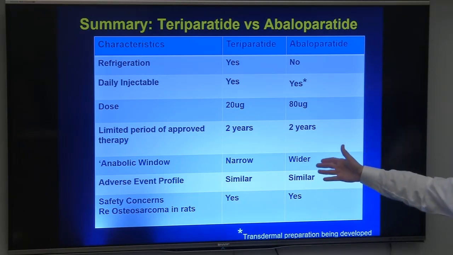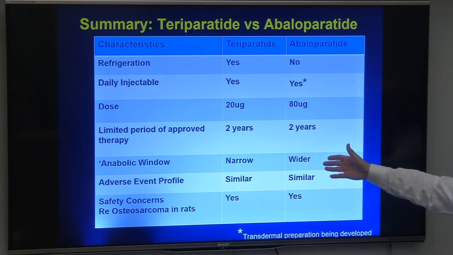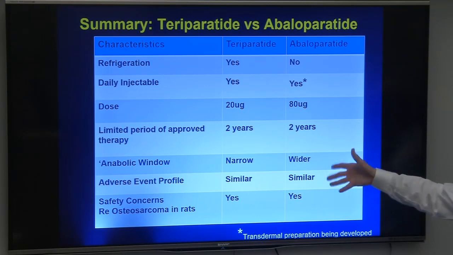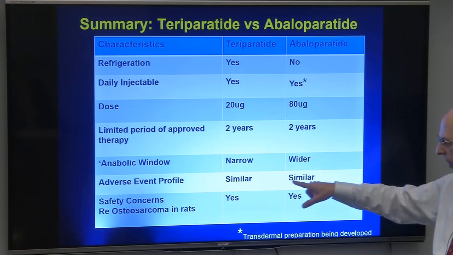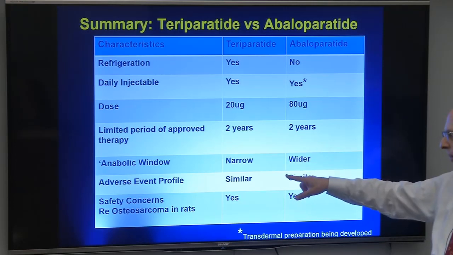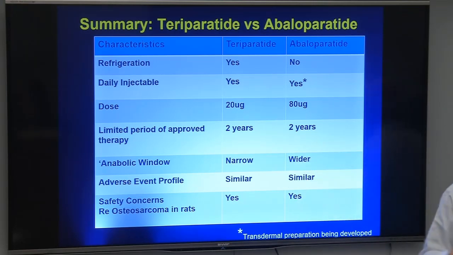The anabolic window. Yeah, you might buy into what I've been trying to tell you. Maybe wider with abalo. Adverse event profile, less hypercalcemia maybe with abalo, maybe more of the palpitations, dizziness. We don't have enough experience to really know how they are different, so I say similar. And then the osteosarcoma is the same. The drug causes osteosarcoma in rats. So if you are a rat, these drugs are very bad.